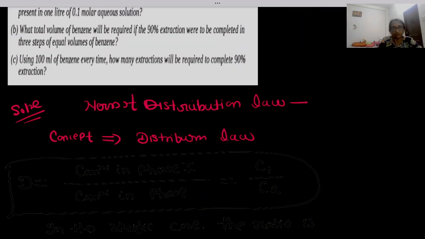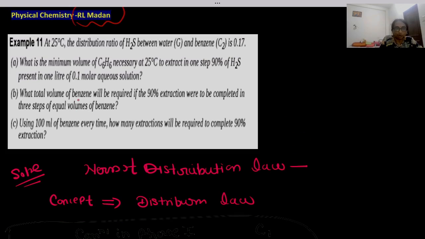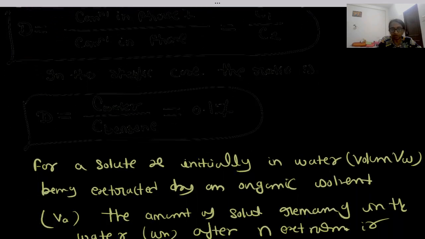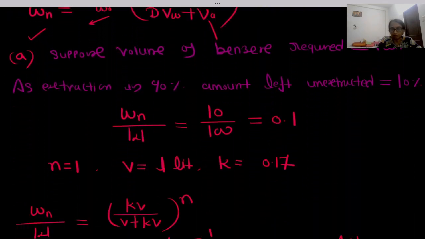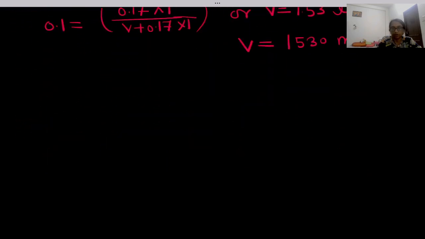Now question number 2. What total volume of benzene will be required if the 90% extraction were to be completed in 3 steps of equal volume of benzene? Here, what do we have to calculate? When 90% extraction is done, we have to calculate what the volume of benzene will be. How to calculate it?